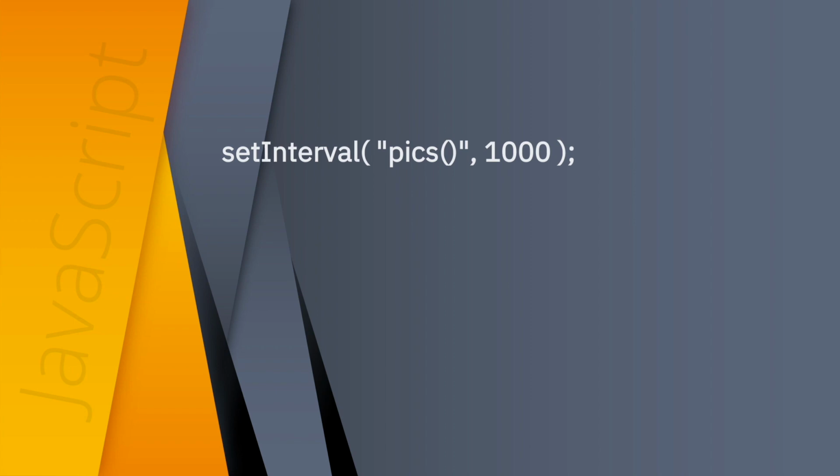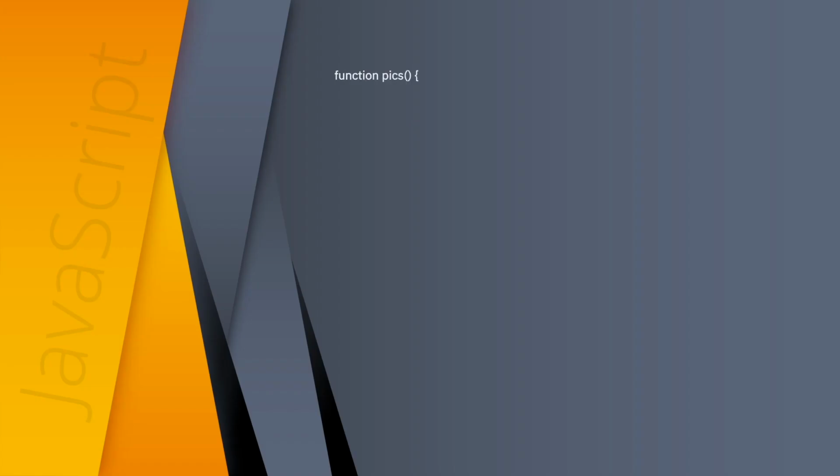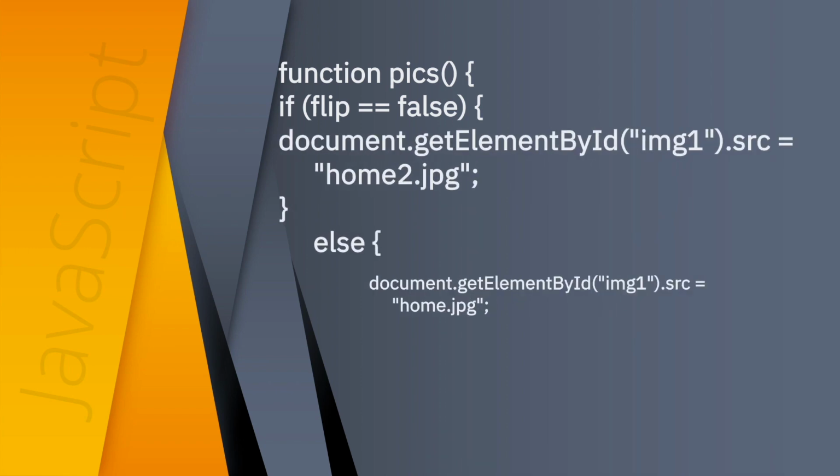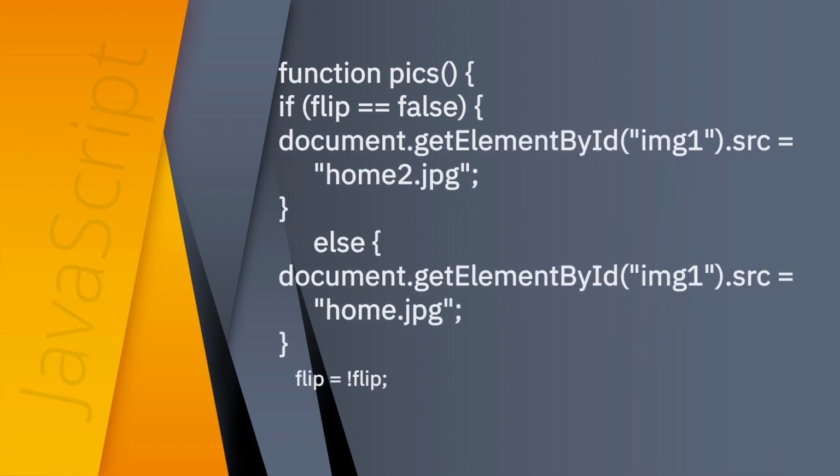The set interval method needs two things. The first thing it needs is the name of a function. The second thing it needs is a time in milliseconds. The px function can now be added to our code. Here it is.